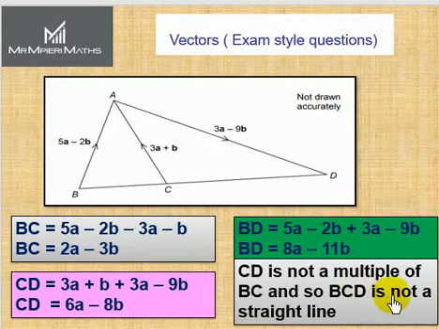Therefore, it's not a straight line. CD is not a multiple of BC, and so BCD is not a straight line. You can find BD if you want, by going this way, which is BA plus AD. If you do that, you get 8a minus 11b. So CD is not a multiple of BC, and so BCD is not a straight line.